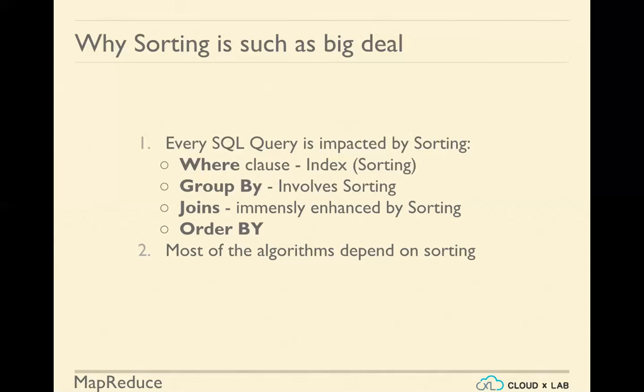Sorting is really a big deal. And you'll be surprised to know that MapReduce was just a big engine that could sort data lying on HDFS. You can always think of MapReduce as a big engine that can order data lying in HDFS. We'll see why I am making such a statement. So MapReduce was basically a big sorting engine.